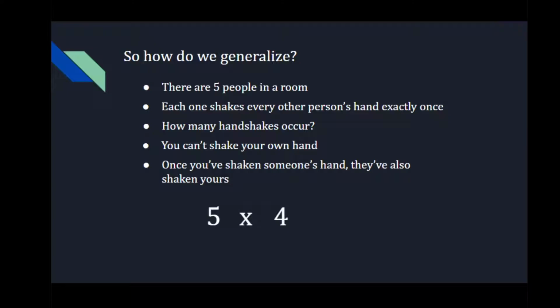Then we realized that a handshake from A to B is the same as a handshake from B to A. Once you've shaken someone's hand, they've also shaken yours. So we divided by 2 to account for the fact that every handshake had been double counted, to get a total of 10. I want to change one thing before we make this a formula.